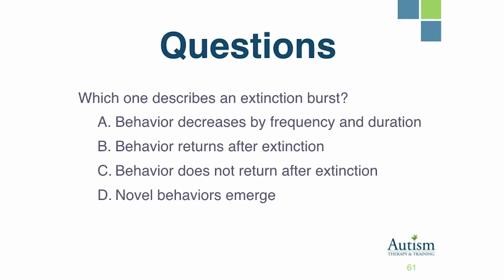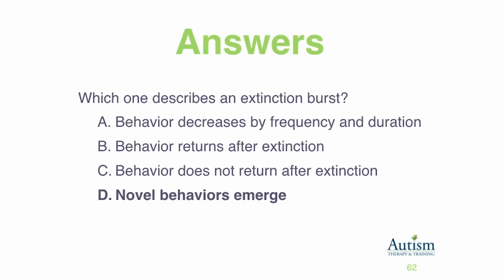Which one describes an extinction burst? A. Behavior decreases by frequency and duration. B. Behavior returns after extinction. C. Behavior does not return after extinction. Or D. Novel behaviors emerge. And the correct response is D. Novel behaviors may emerge.